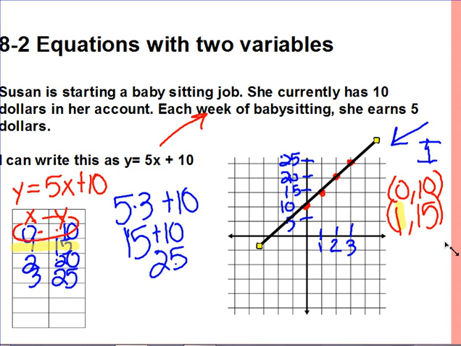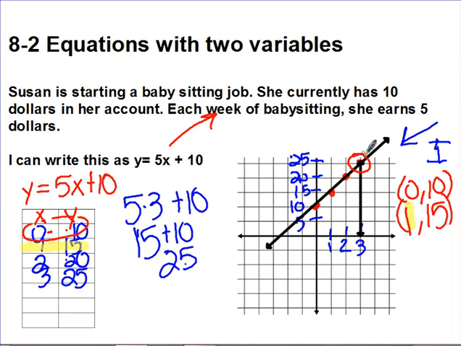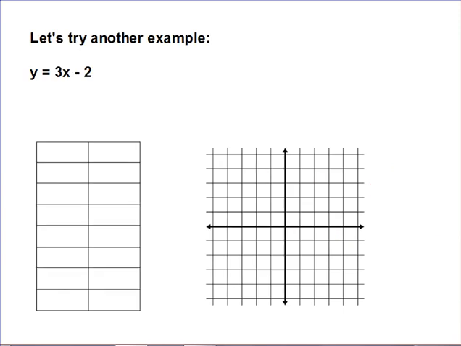So this graph shows that for 3 weeks, it would be $25, and it shows us for each week how much money we make. Let's look at some similar examples. These are a little easier.